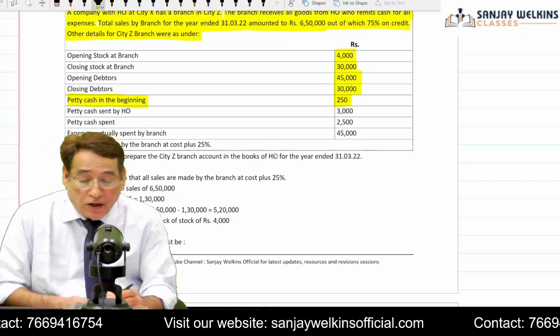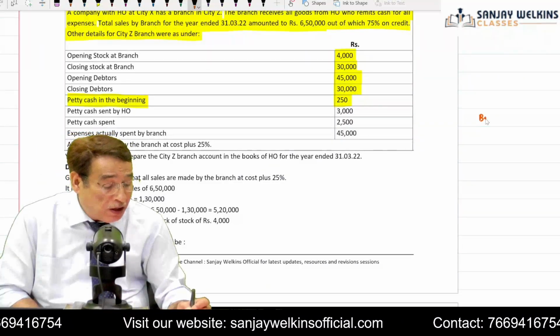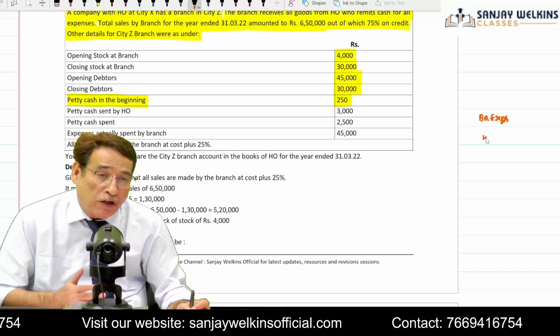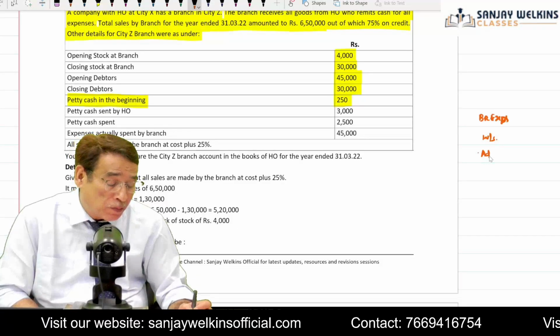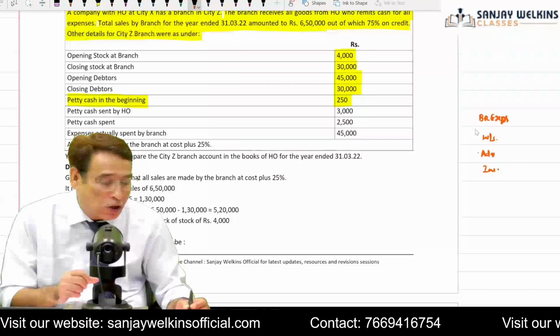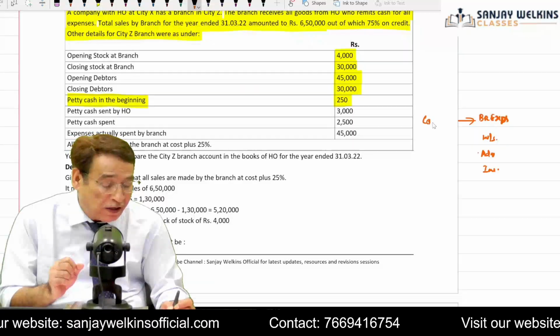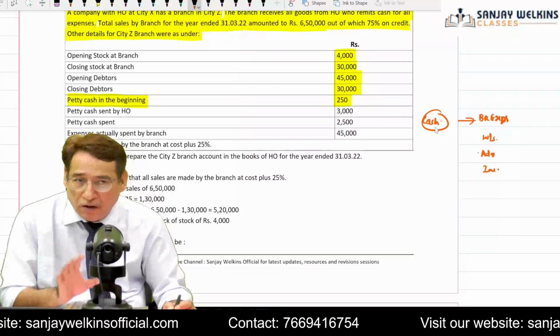Try to understand. I told you in the beginning, all the branch expenses, whatever expenses of the branch are there, like wages and salaries, advertisement expenses, insurance expenses, whatever major expenses of the branch are there, for that, head office generally sends the cash. That means these expenses are indirectly met by the head office.